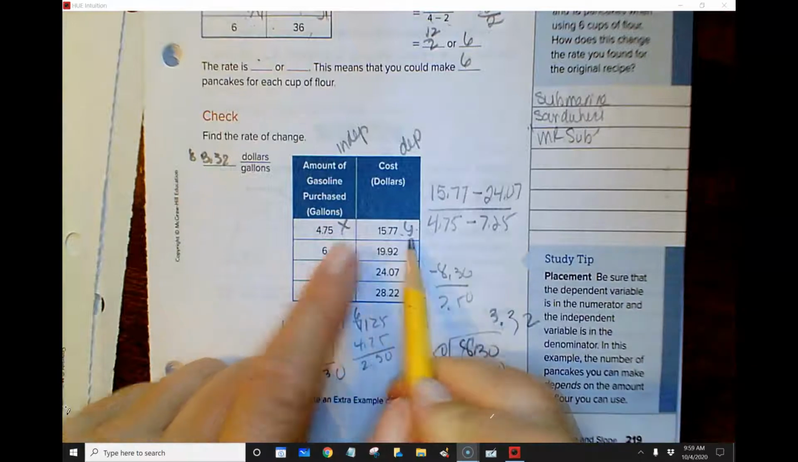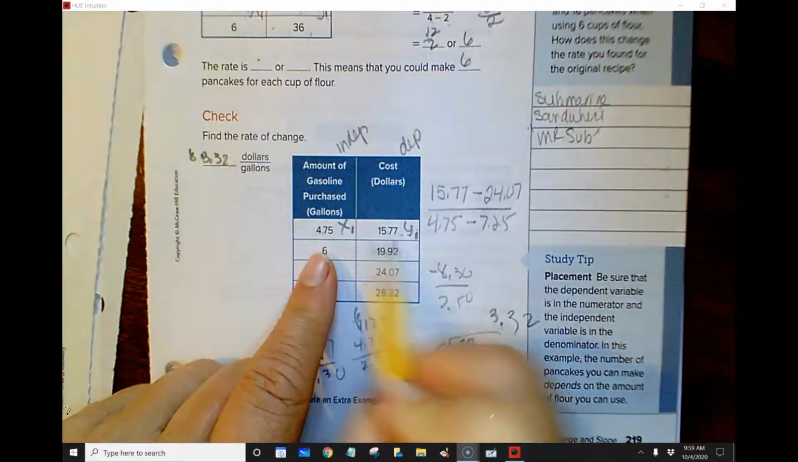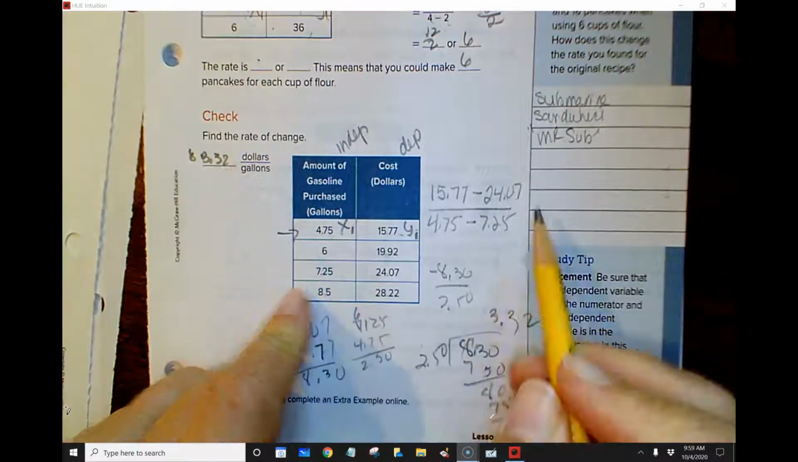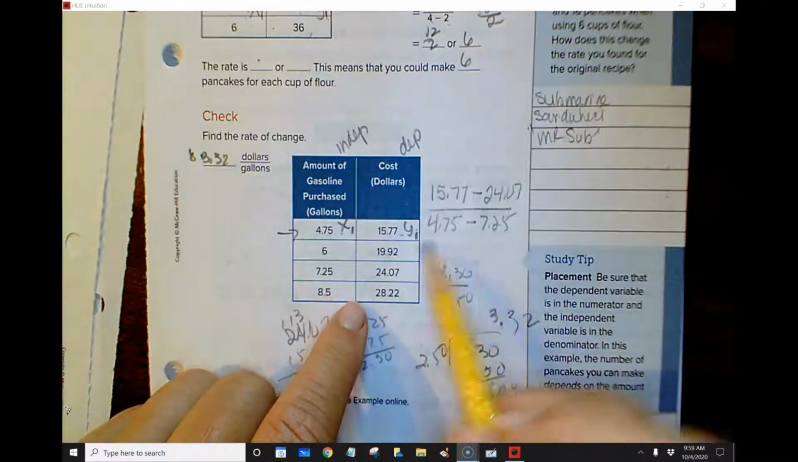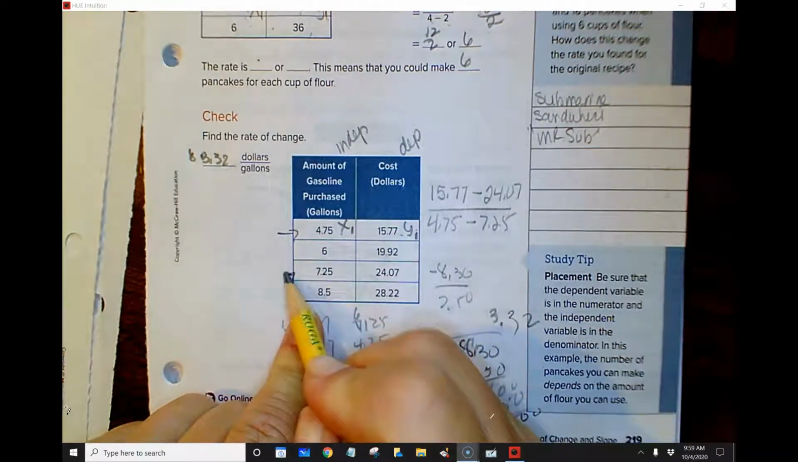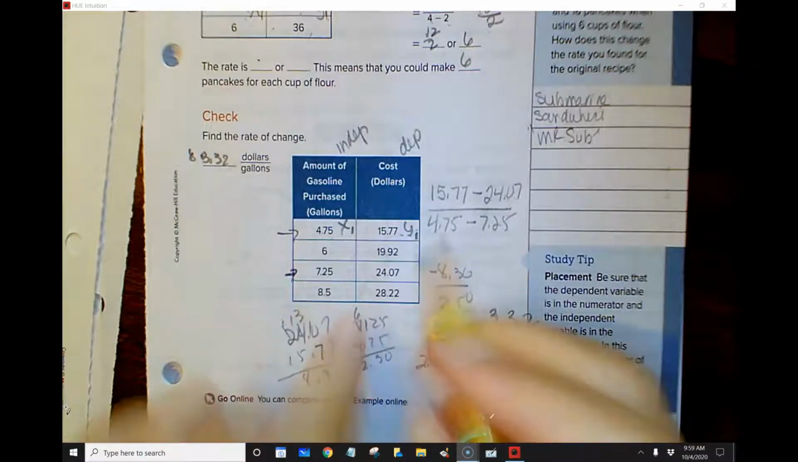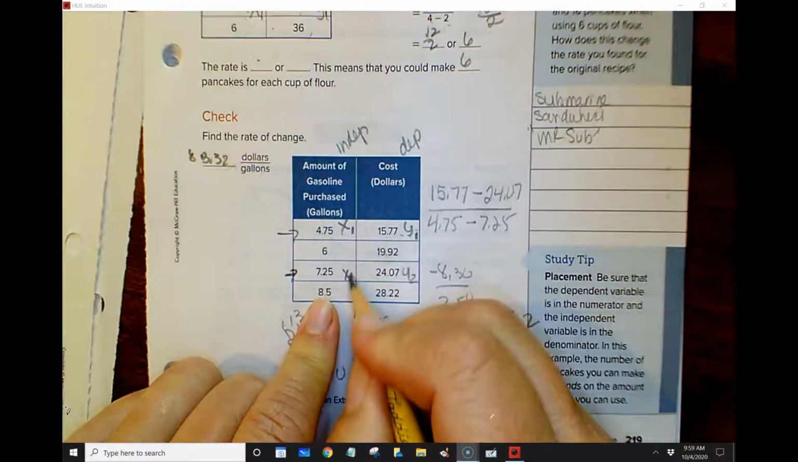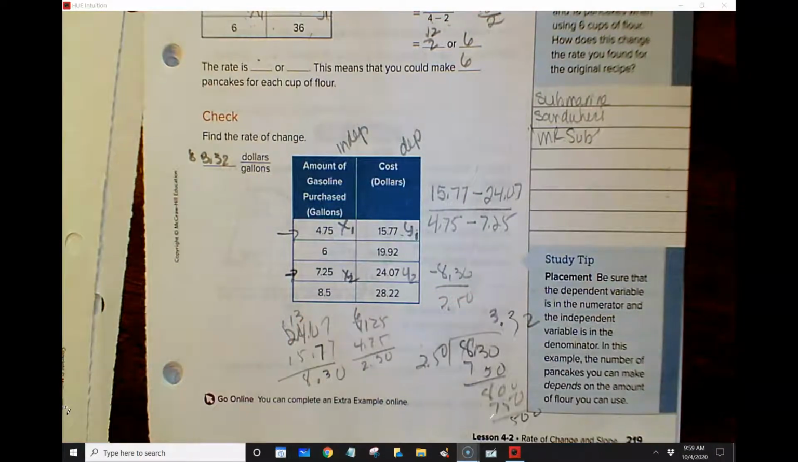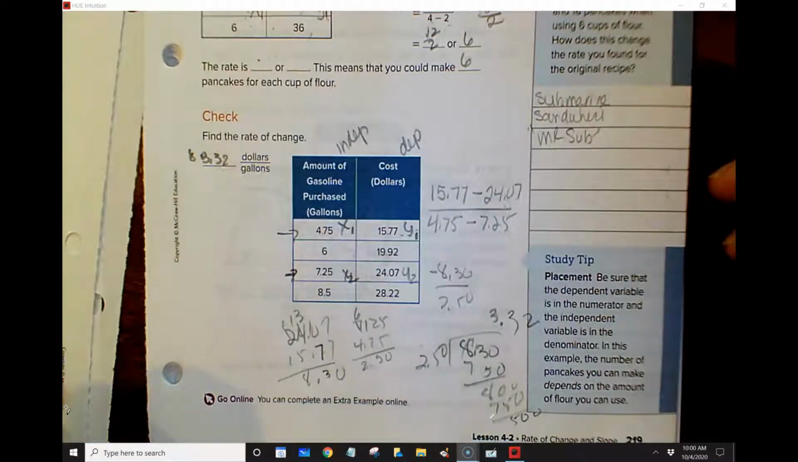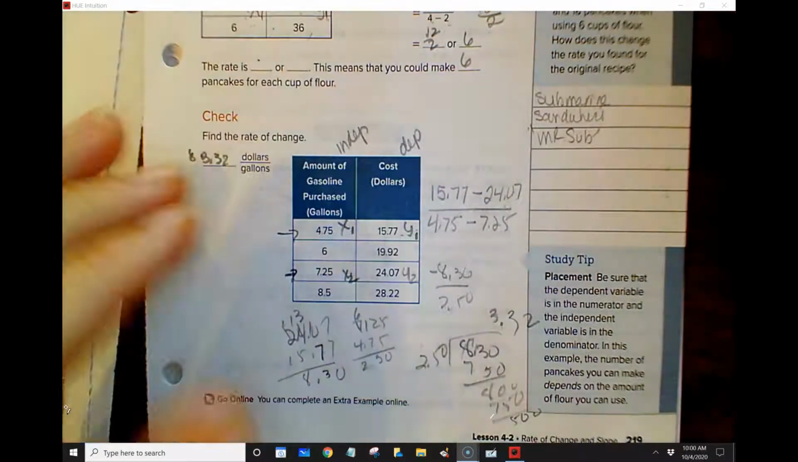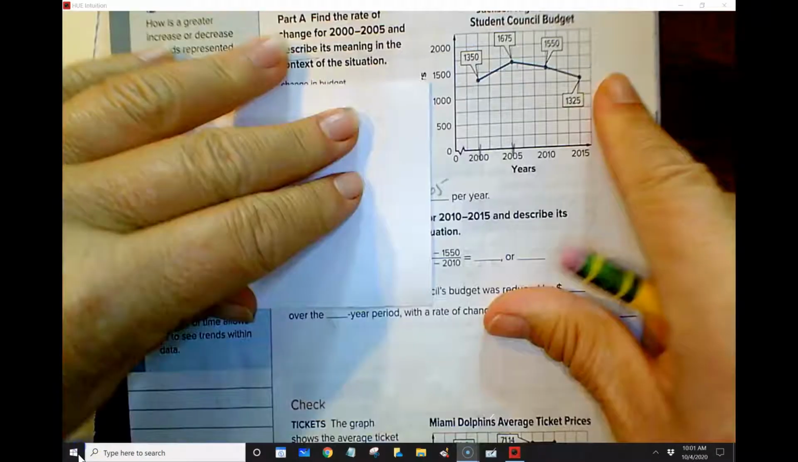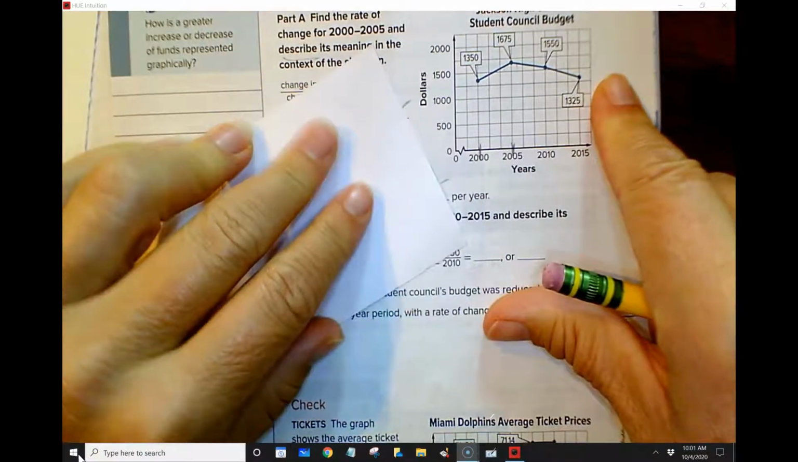This is my first y I chose, and the first x for the ordered pairs that I used over here, and then the second one I chose was 24.07, these two over here. So this is my second y and second x. Just go ahead and do the math, and you get about $3.32 is the rate of change, or the actual price. Let's proceed.